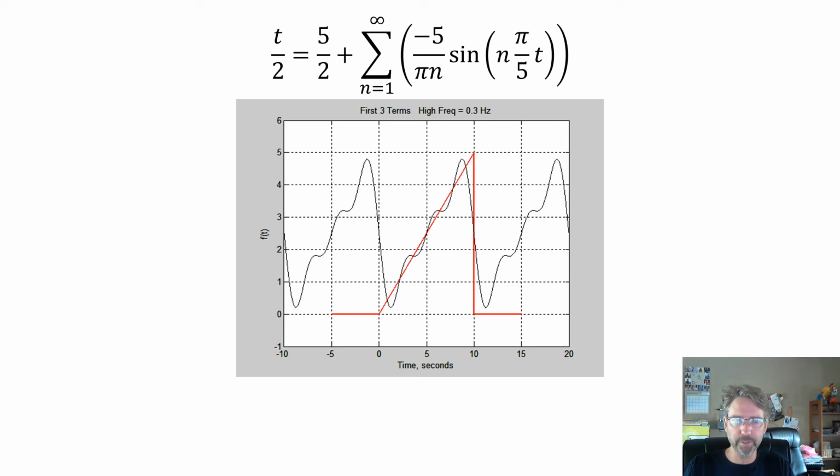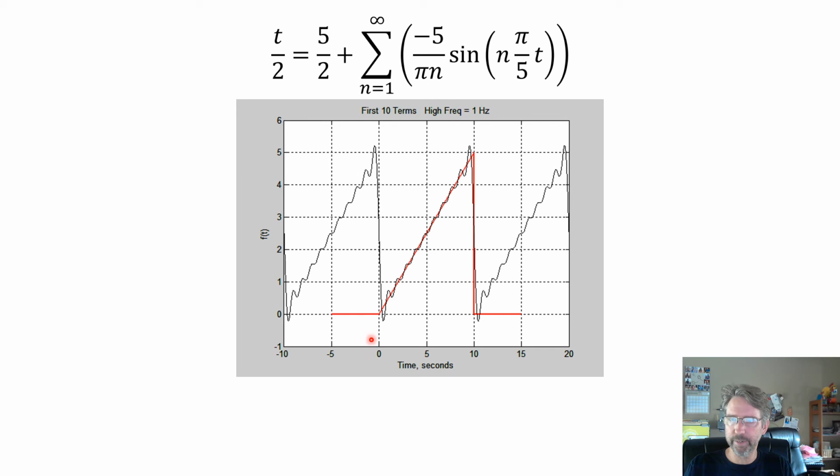So here's three terms. It's getting closer, still has trouble on the corners. Four terms, a little bit better. Here's 10 terms, so now our FM is 1 hertz, which is still a pretty low frequency. And it's very close in the middle, still has trouble with these corners.